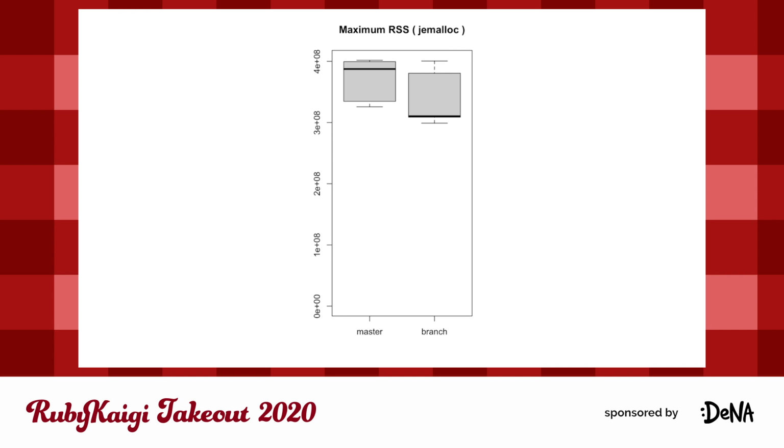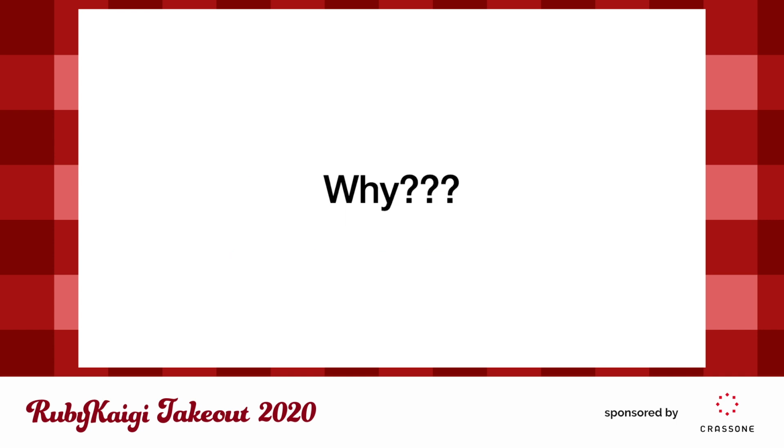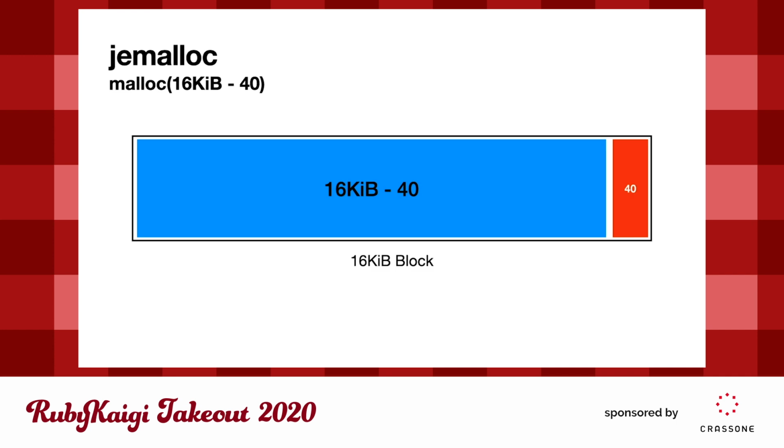This is a graph of the maximum used memory. The left side is the master branch and the right side is the feature branch. From this, we can see that the median memory usage on jemalloc is usually lower. What these graphs are saying is that when we request more memory, we actually use less. So why is this?